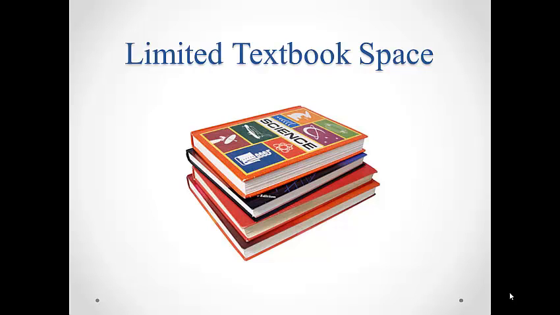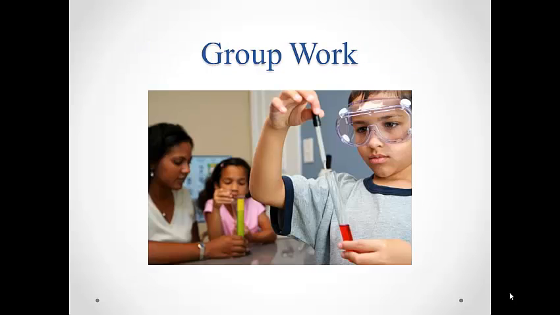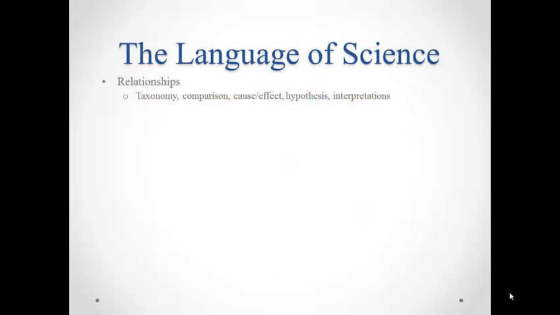Despite the complexity of language and concepts in science, textbook publishers tend to limit the coverage of a science topic to just one page of the text. Finally, working with partners or in groups may be a novel way to learn for many students, particularly English language learners. The language of science describes complex relationships such as taxonomy, comparison, cause and effect, and others.